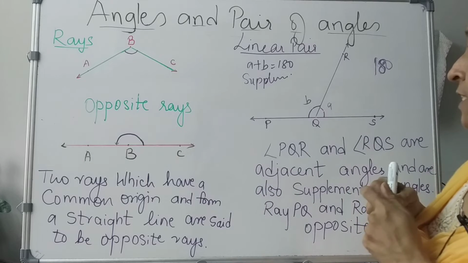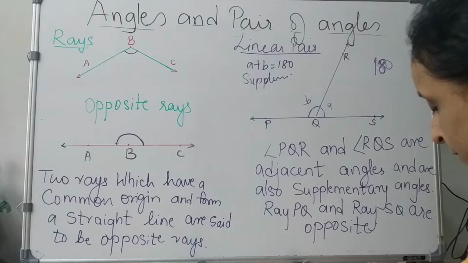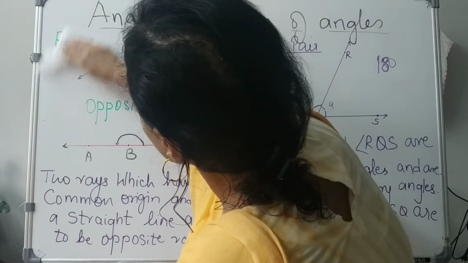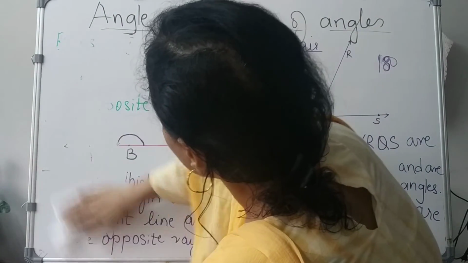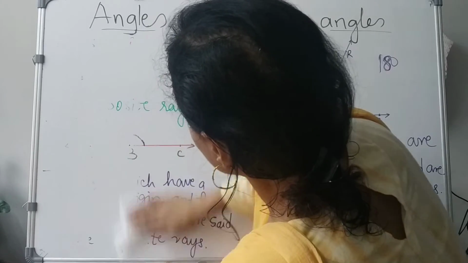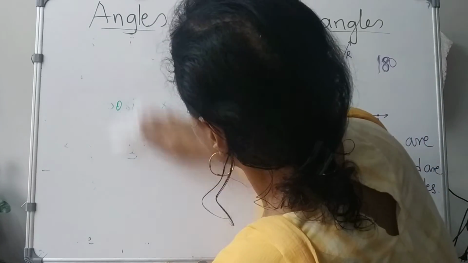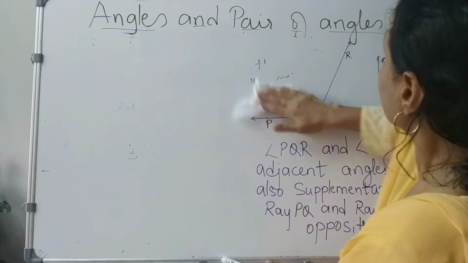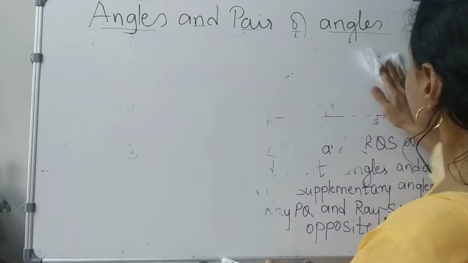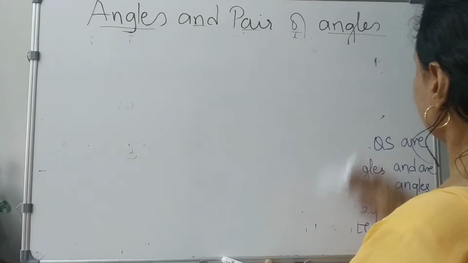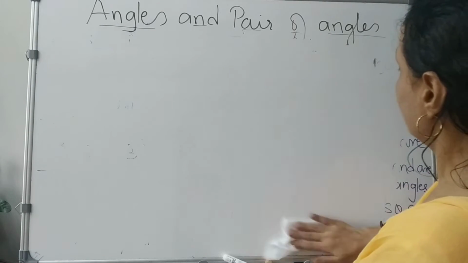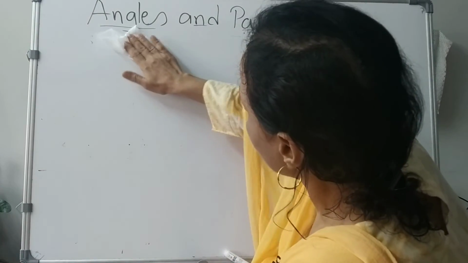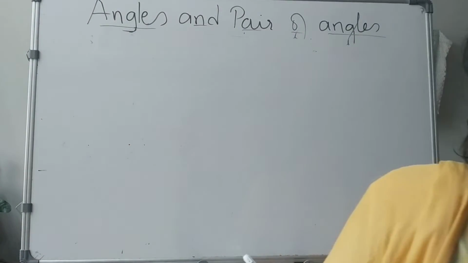Now, next is vertically opposite angles. That concept is also very simple. You have to understand that, and if you understand, there's nothing difficult about it. So now, vertically opposite angles, how are they formed? They are formed from opposite rays, the opposite rays which form a line. So this line will form angles. So let's see how they will form the angle.